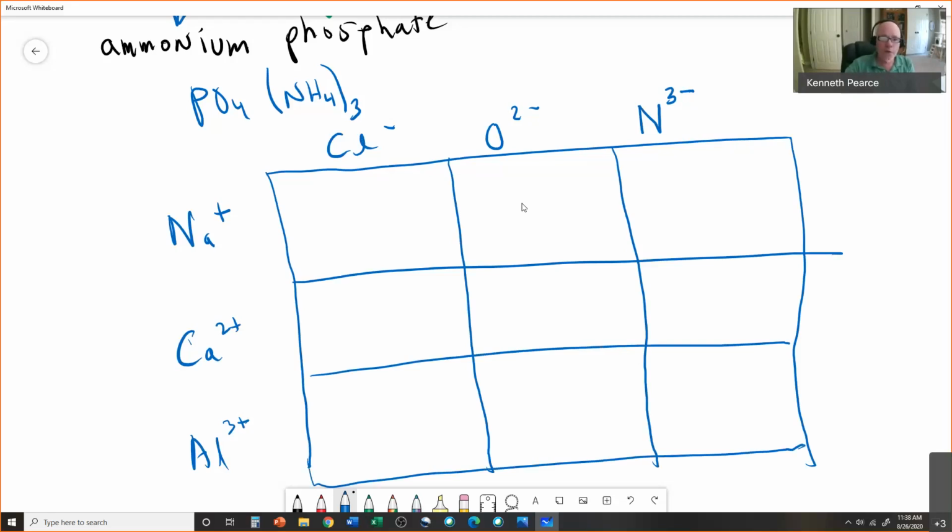So, we have sodium plus and chlorine minus. Well, those charges are already equal. And of course, that would be sodium chloride. Name the metal, name the nonmetal, chop off the end, right?